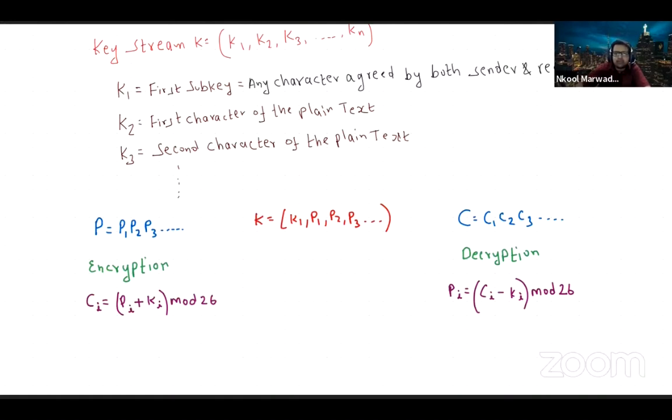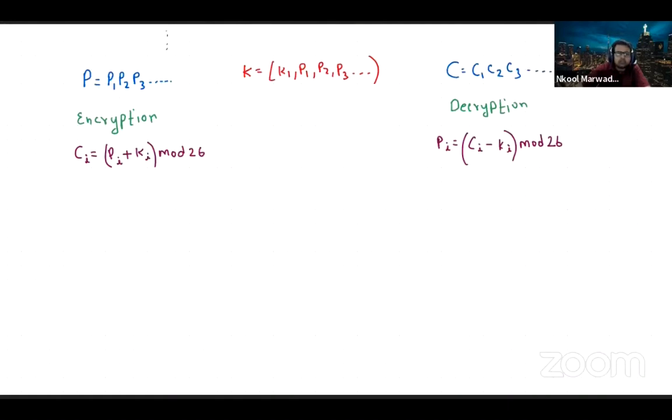Then it will be very clear how it works. Let us discuss one example. We assume K1, the first subkey, is 12, which is agreed by both sender and receiver. And we have a plain text P, which is "attack is today", something like that. Now we have to use the autokey cipher technique for encrypting and decrypting it. So let us encrypt it.